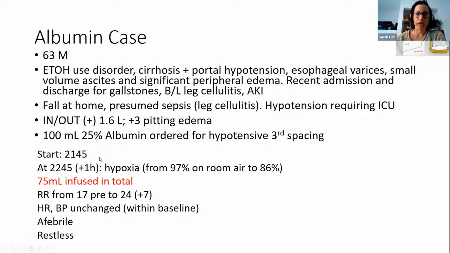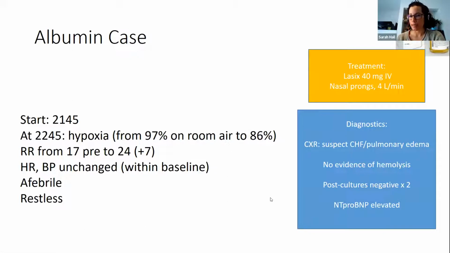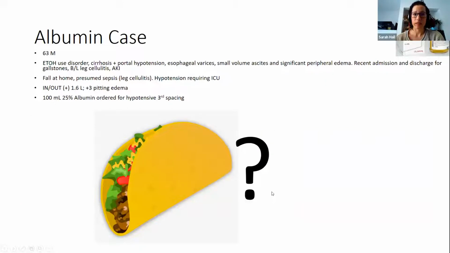Actual transfusion details: started at 21:45. Approximately 1 hour into the transfusion, the patient developed hypoxia, 97% on room air, down to 86%, with a total volume infused of 75 mils, or 75% of the infusion. Respiratory rate jumped up 7 from 17 to 24. Other vital signs remained unchanged, and the patient was restless. The treatment for this patient was Lasix, and also an introduction of oxygenation via nasal prongs at 4 liters a minute. Diagnostics: chest x-ray showed suspicious for CHF or pulmonary edema with no evidence of hemolysis, negative post-cultures, and an elevated NT-proBNP. So was this a case of TACO?